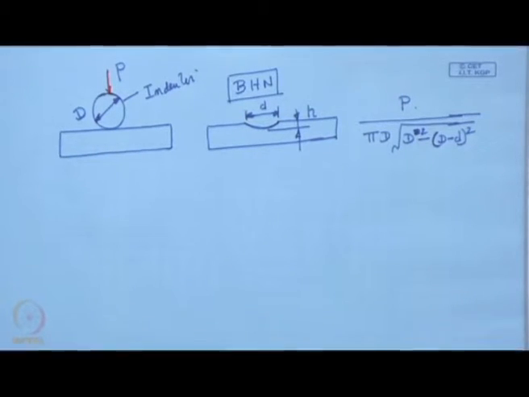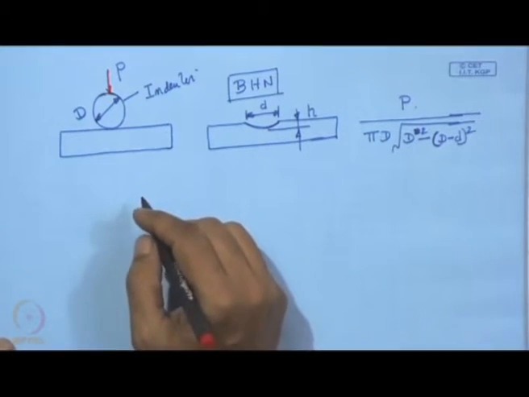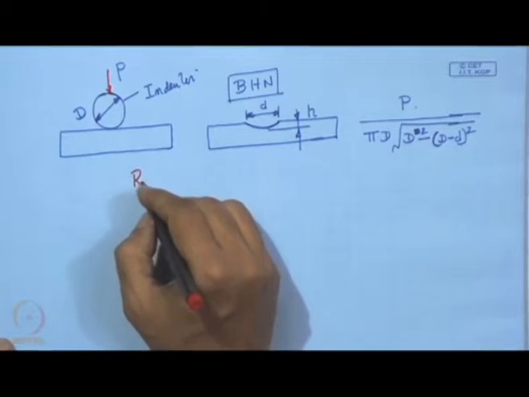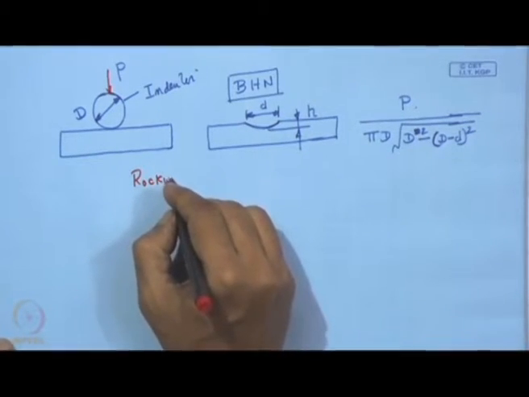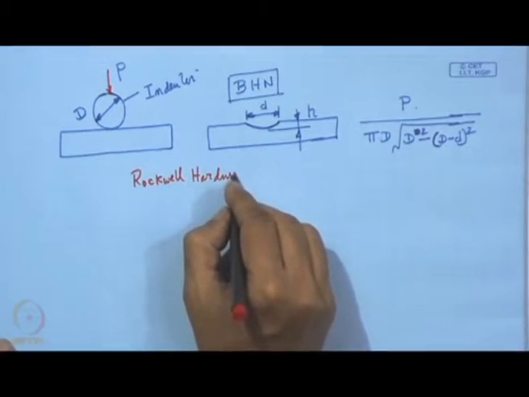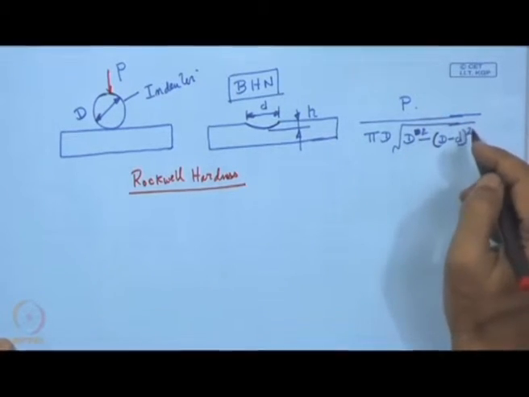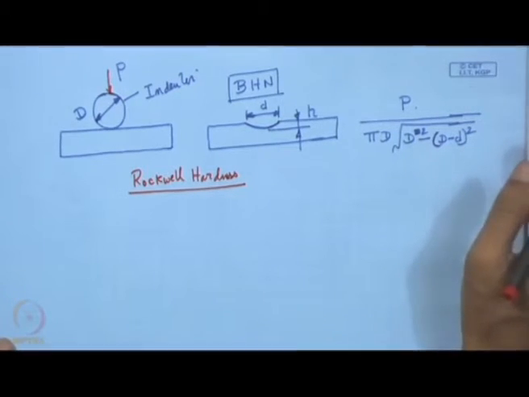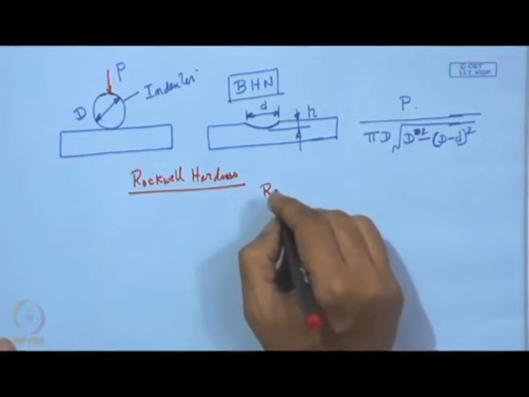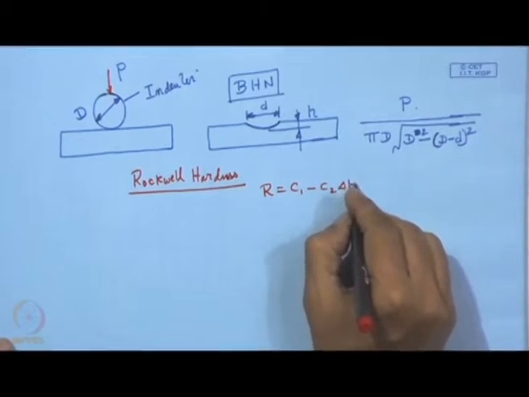So, these are the limitations. So, this is load divided by area under indentation. Now, here what we can find, that Rockwell number, Rockwell hardness, this is not load divided by area under indentation, but this is a number which can be given in the form C1 minus C2 into delta T.